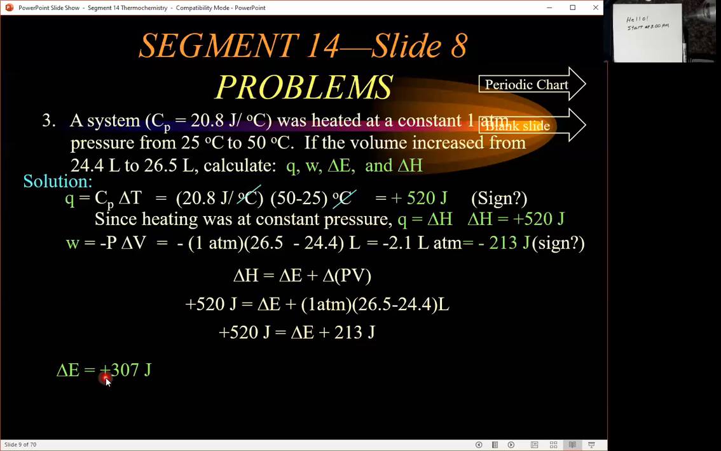Now, if I'm going to question the sign for delta E, I'm going to look at the sign of delta H. I don't know of a single case where the sign is different between the two. So if delta H was positive, and I was pretty confident it was, then I'm pretty sure delta E should be positive also. That'll check to see if you did this math correctly.